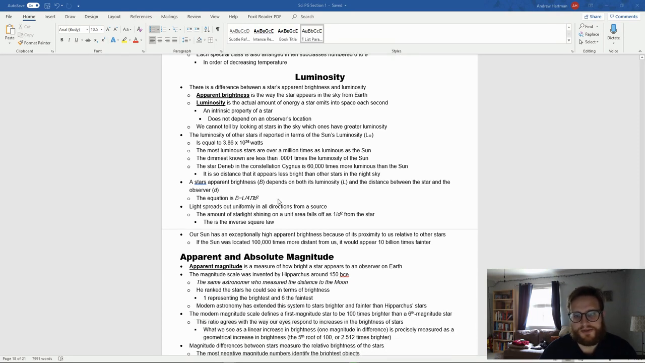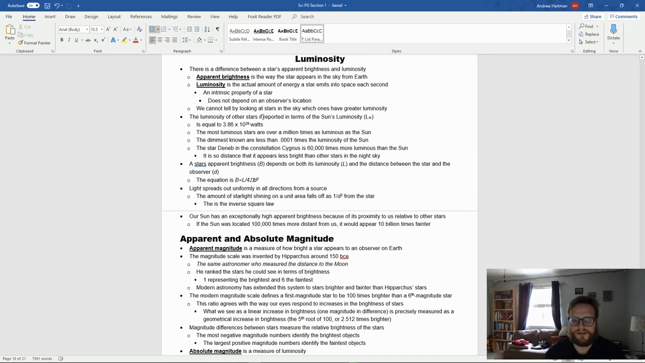Okay, so that's about temperature, but then there's also the brightness or the luminosity of a star. We have apparent brightness, which is the way the stars appear in the sky from Earth, right? The sun obviously has the highest apparent brightness. Luminosity is the actual amount of energy a star emits into space each second, which we look at as a type of brightness. Luminosity is an intrinsic property of a star and doesn't depend upon your location, whereas apparent brightness depends upon your location. Well, not only; it's your location plus the inherent luminosity of the star combined.